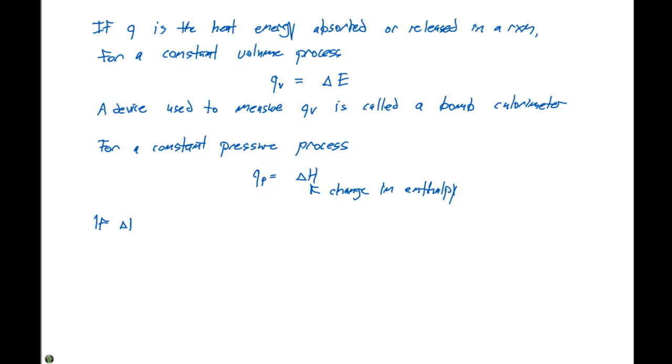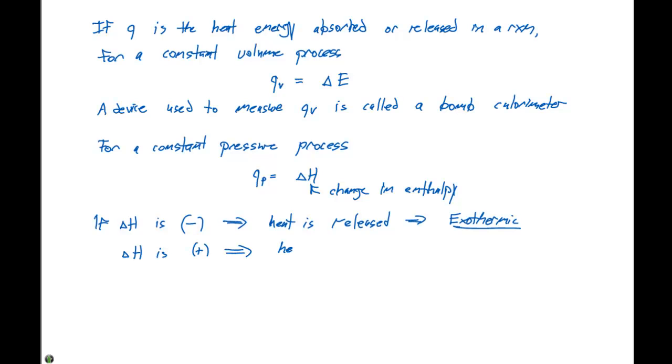And the sign of delta H is going to give us some type of significance. So if delta H is negative, then we know that heat is released, and we're going to have an exothermic process. If delta H is positive, heat is absorbed, and we're going to have an endothermic process.